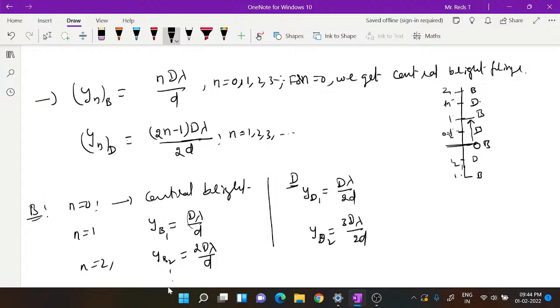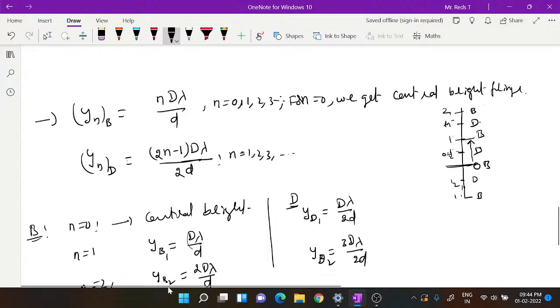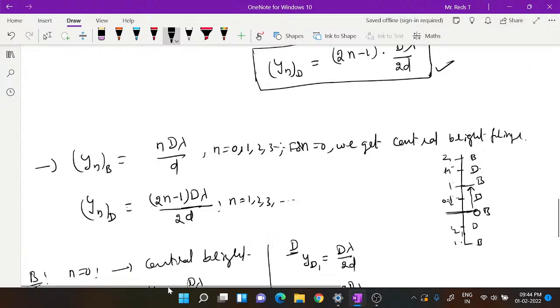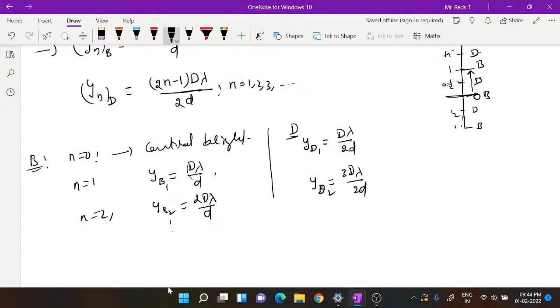We cannot give all these things in the class, so these are some basic points and some additional information. You have to understand this; it will go deeper if you study further. Accordingly, if you observe now, the first bright fringe is this, the second bright fringe is this, the first dark fringe is this, the second dark fringe is this.